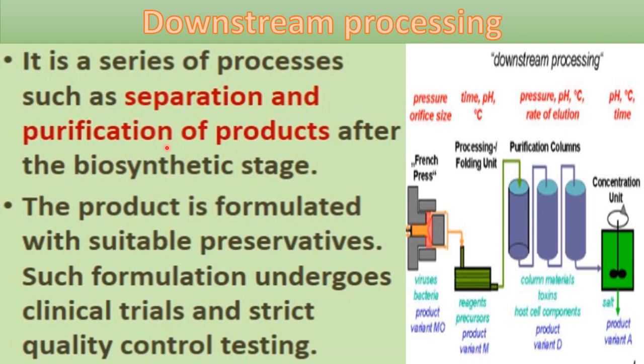For example, if we are forming a particular enzyme or a particular protein, then there will be some other proteins also, there will be some other macromolecules also in that culture. So we need to purify our products from those other products. So in downstream processing we are doing that.